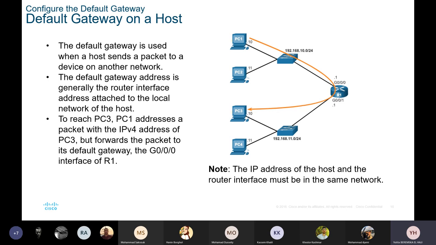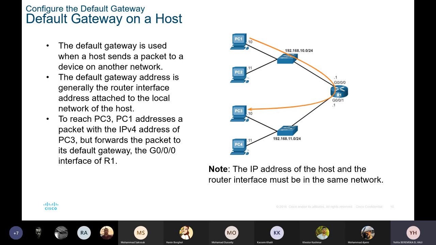From there, when this packet comes to R1, it will remove the layer 2 MAC addresses of the frame. It will read that the destination IP address is the one of PC3, which is 192.168.11.10. It will encapsulate this frame with new layer 2 MAC addresses. Of course, here the destination MAC address will be changed. In the first part, the destination MAC address is the MAC address of the interface here, the network card. And the second one is the MAC address of the network card of PC3. So this is actually the idea.